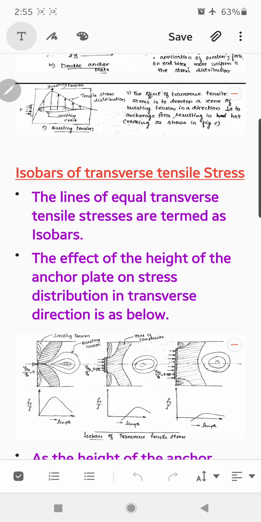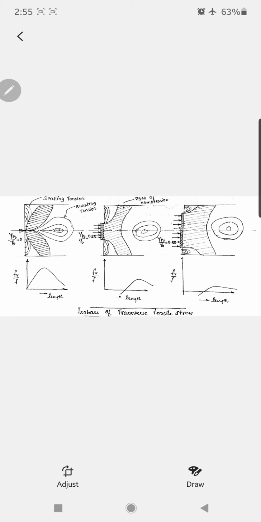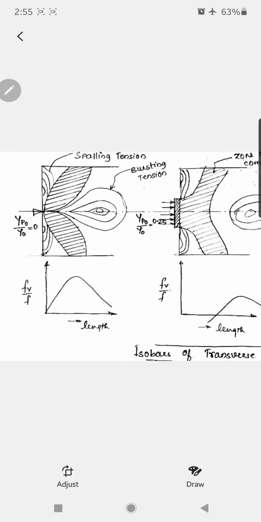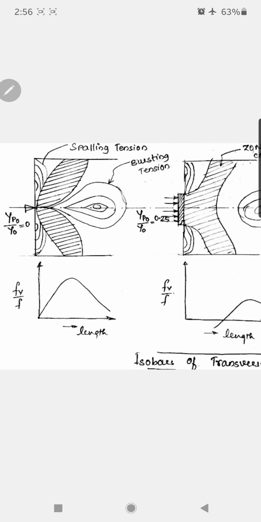The effect of the height of the anchor plate on stress distribution in the transverse direction is as shown here. That means, what is the effect of the depth of the anchor plate? Suppose you don't have any anchor plate at all. So yp0, the ratio of depth of anchor plate to the depth of the section, yp0 by y0, is 0. Then this is the isobar distribution diagram.